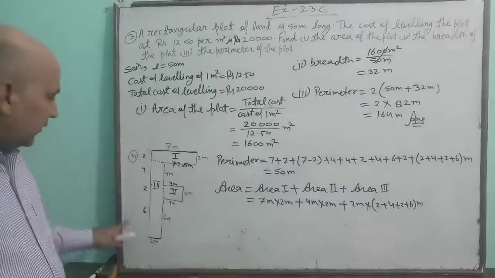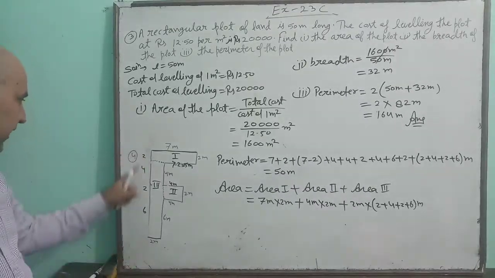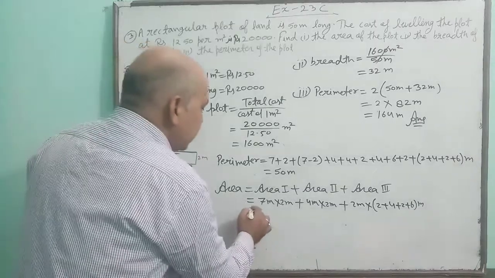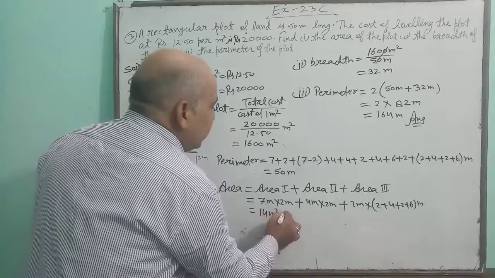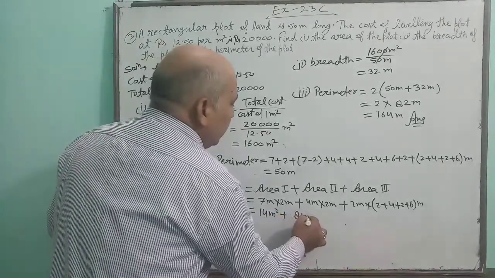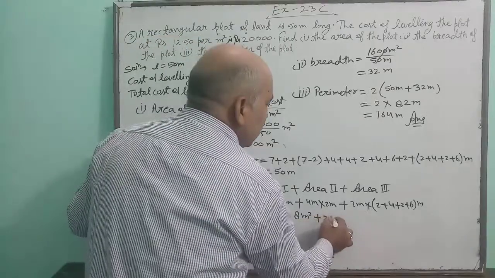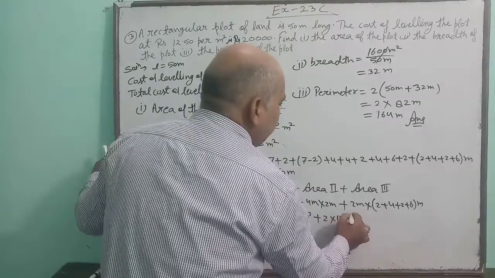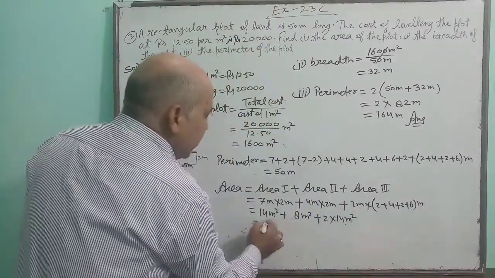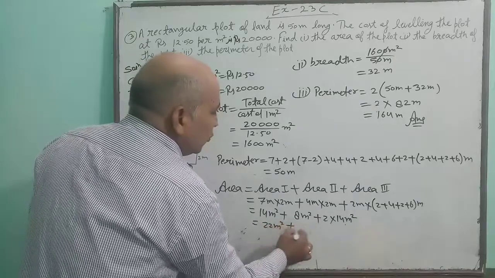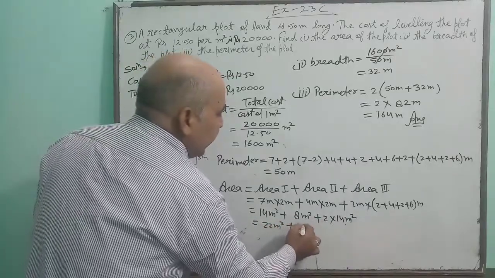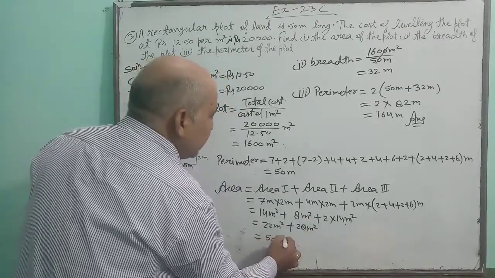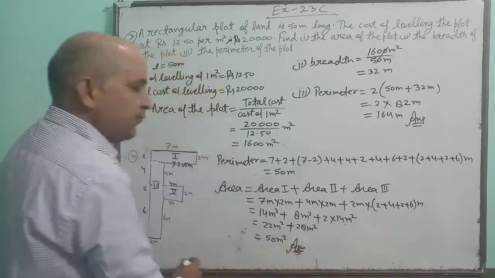Is this point clear? Length into breadth. This total breadth or total length is 2 plus 4 plus 2 plus 6. Now solve and get your answer. 7 into 2, 14 meter square. 4 into 2, 8 meter square plus 2 into 2 plus 4, 6 plus 2, 8 plus 6, 14. 14 plus 8, 22 meter square. 2 into 14, 28 meter square. By adding this, you are getting 50 meter square.